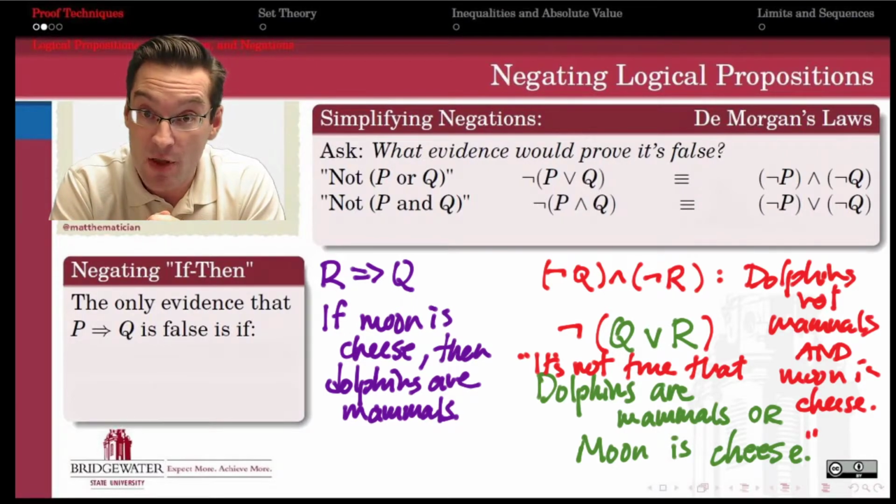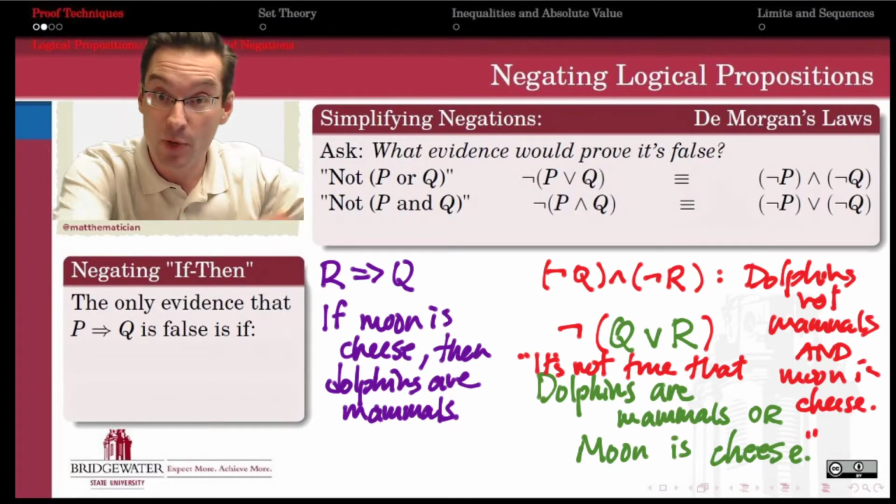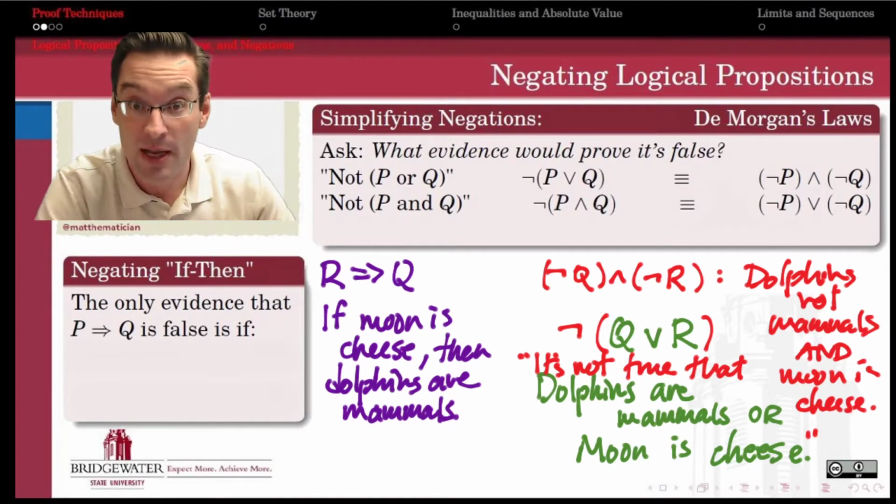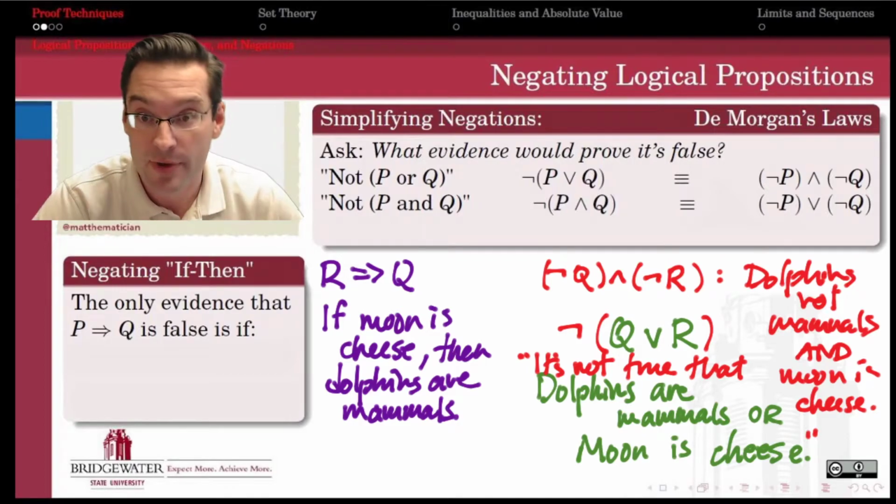Each of these De Morgan's laws for logical propositions has a corresponding De Morgan's law for sets, unions, intersections, and complements. And you'll see those in our next session, session 2 on set theory.